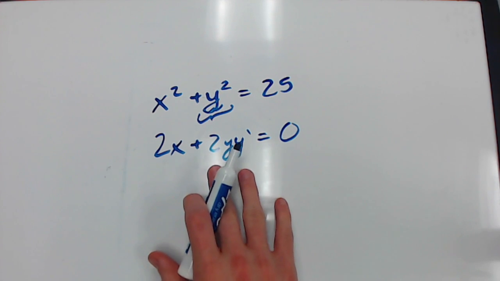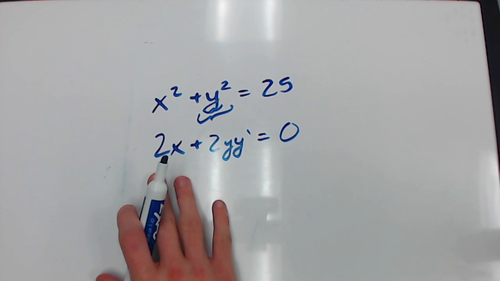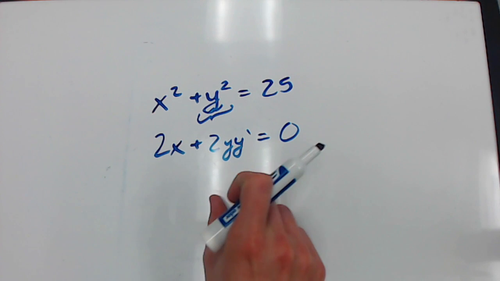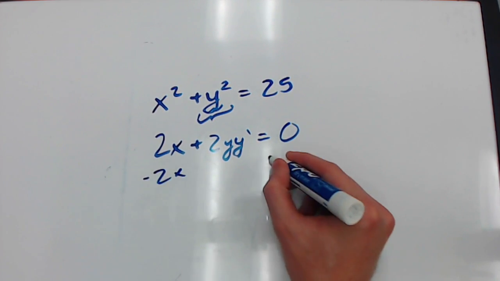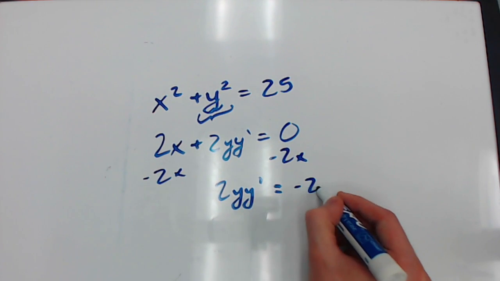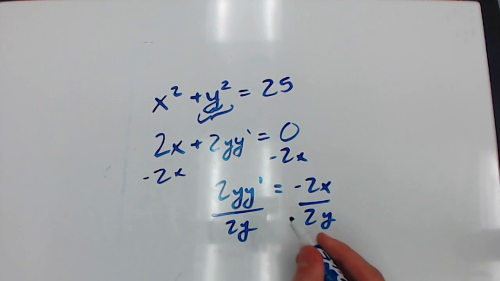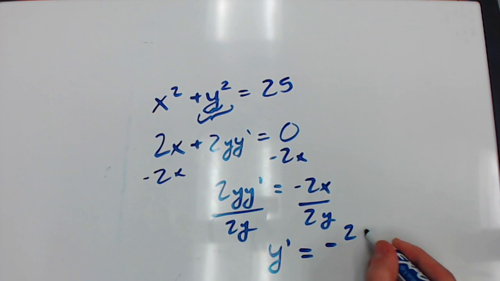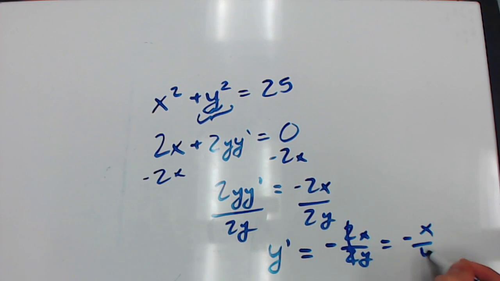So the format is, if there's any addition or subtraction, you want to make sure to get everything that does not have y prime on the other side. The reason being is so that we can factor out our y prime. In this case, there's only one term that has y prime. So we're going to subtract both sides by 2x and get 2y y prime is equal to negative 2x, and then divide by 2y. Now our final answer is y prime is equal to negative 2x over 2y, which of course simplifies to negative x over y.